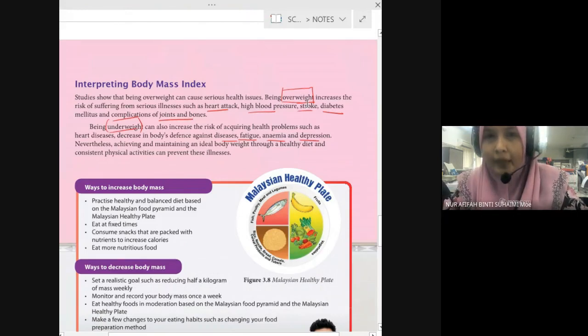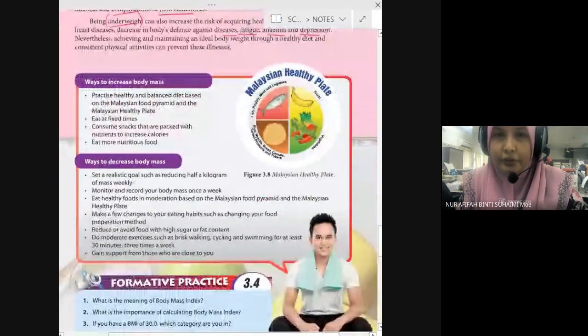Here is how to increase your body mass. Practice a healthy and balanced diet. Eat at a fixed time. Consume snacks. Eat more nutritious food. This is to increase body mass.